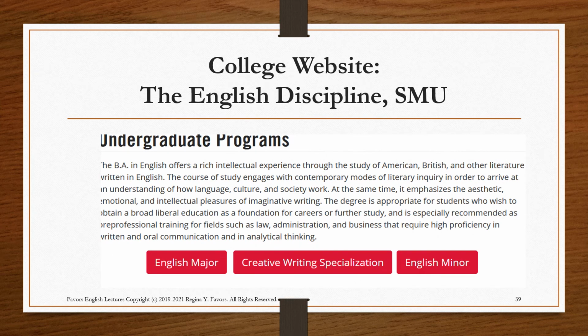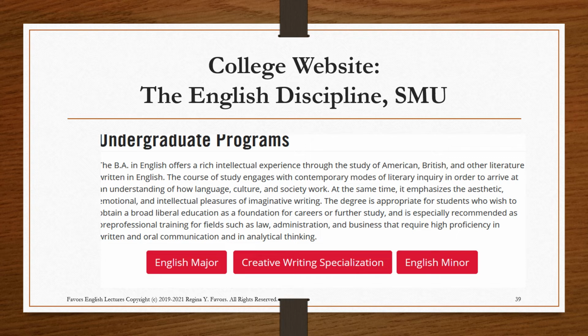So let's look at the college website. Here we have information. I like to use SMU. I'm in Dallas, and so I'm always going to use the English discipline because it's closer to me. This is an undergraduate program where you can get a BA in English, and you can study American, British, and other literature. And then it gives you just a description of the program. In terms of the degree, it is for students who wish to obtain a broad liberal education as a foundation for careers or further study.